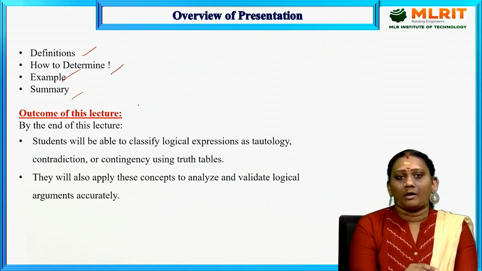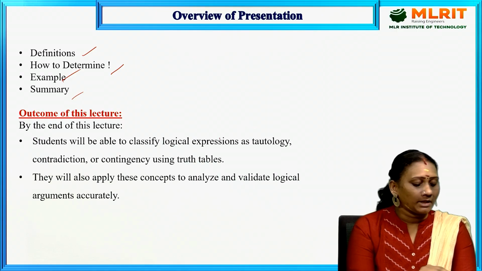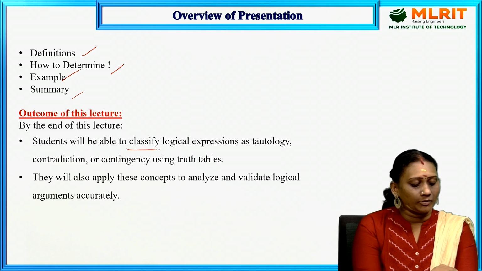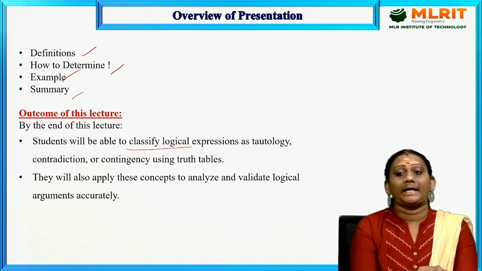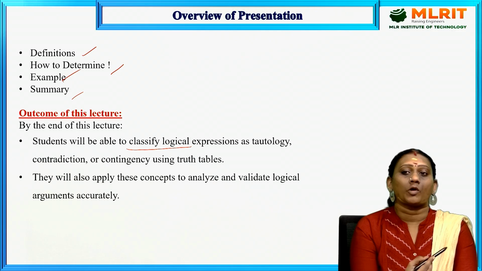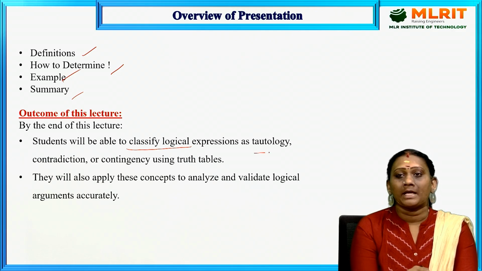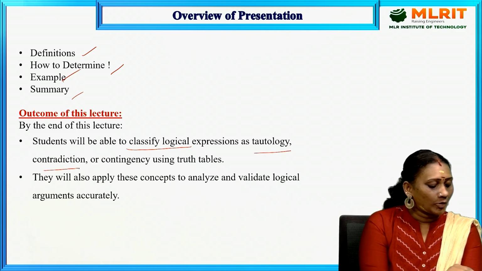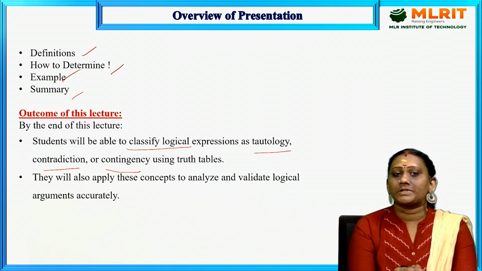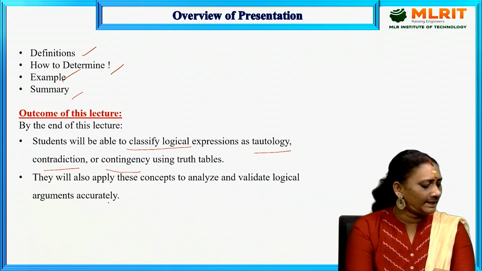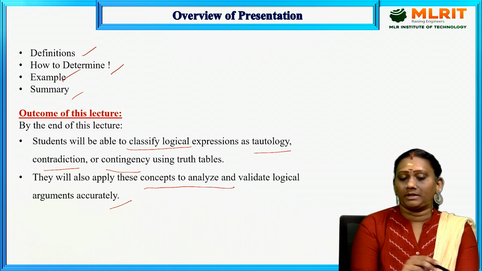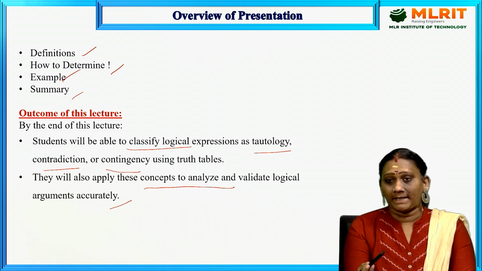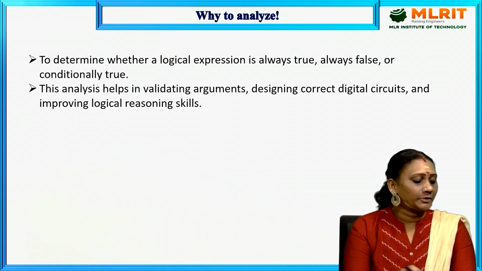The basic outcome of this lecture is that you will be able to classify the different types of logical expressions and what their truth values look like, that is, tautology, contradiction and contingency, using truth tables. And next, by the end of this lecture, you will be able to analyze how to validate arguments accurately. Coming to the first topic.